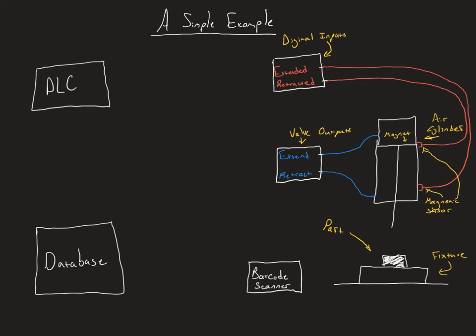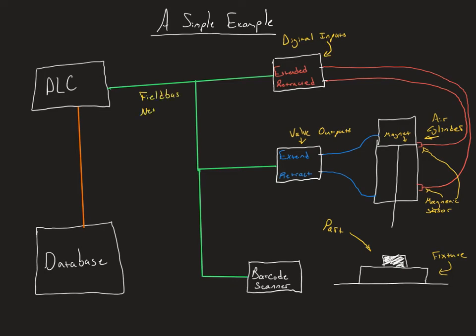First we will add the field bus network, and we'll talk more about what that means in a second as far as a field bus. Now we'll add the data network. So at this point we've drawn enough to have a complete system.